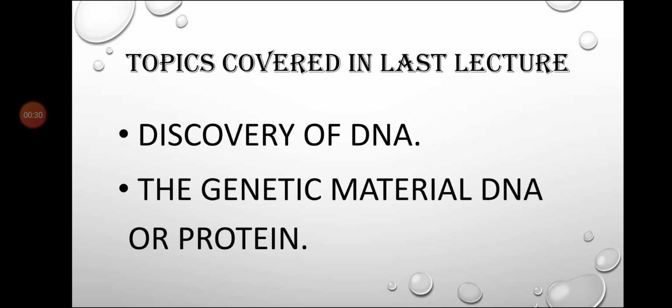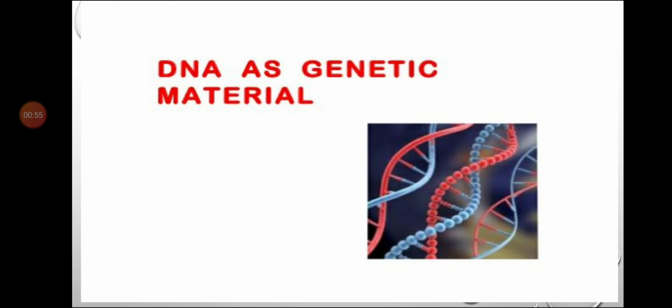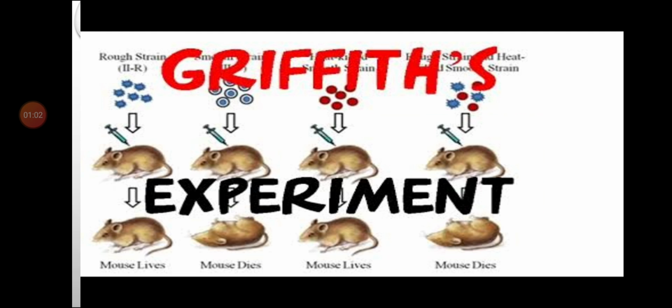DNA or protein. We have revised the topic about the discovery of DNA and the genetic material DNA or protein, where it was proved that genetic material is DNA and not the proteins, on the basis of 3 experiments that were carried out. One by one, we are going to revise all the 3 experiments. So, for proving DNA as a genetic material, there were 3 experiments that were done.